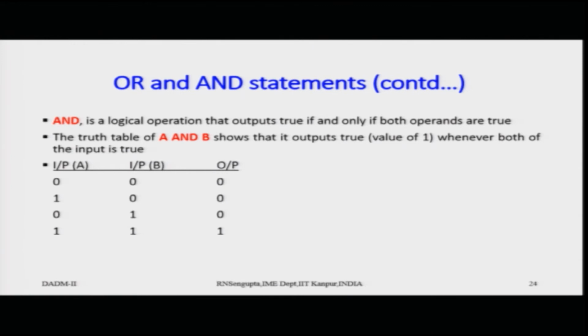So, that means if A is 0 and B is 0, obviously it will be 0. If A is 1 and B is 0, or A is 0 and B is 1, in both cases the truth statement would be null or 0. Null means it is false, and only if A and B both are true will you have the truth statement as 1. So, this is an AND logical operation that outputs true if and only if both operands are true, and the truth table for A and B is given.